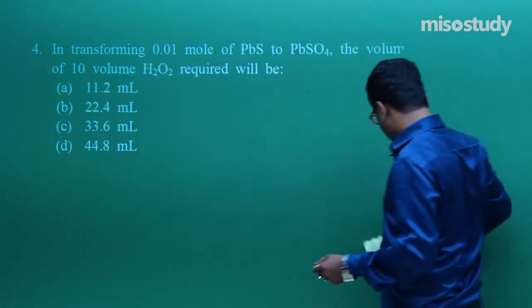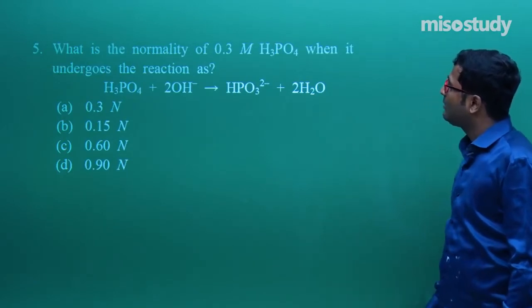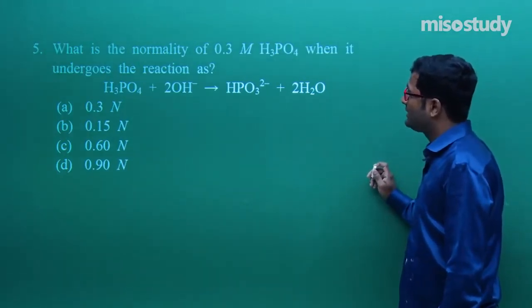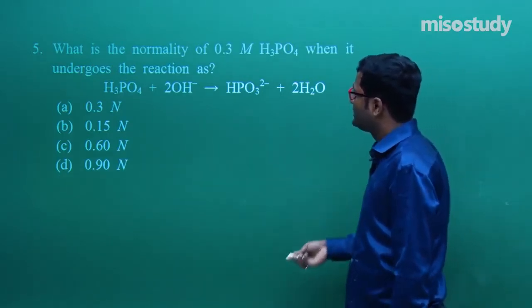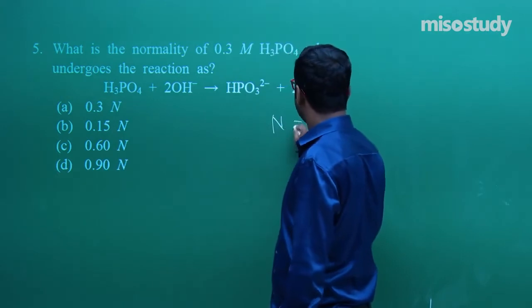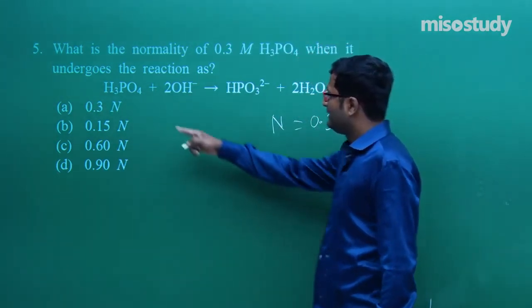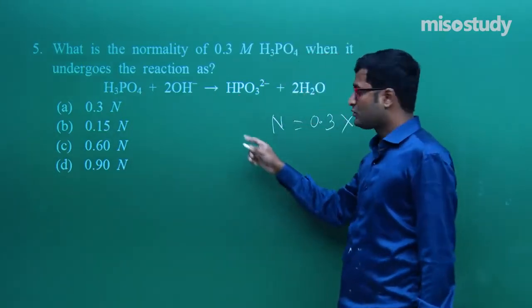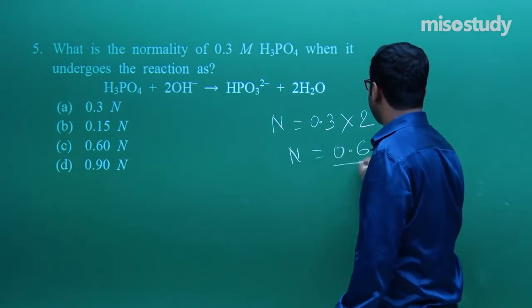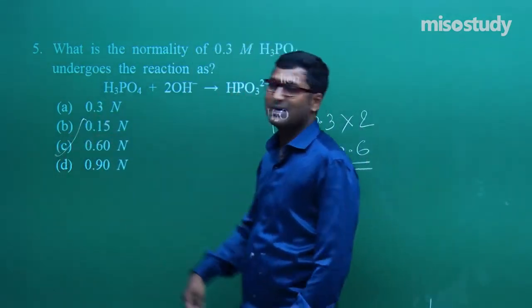Now let's move to the next section of the question. What is the next question? What is the normality of 0.3 molar H3PO4 when it undergoes the reaction? It's very simple. That is normality. Normality is equal to 0.3, and how much hydrogen is lost here? That is 2 hydrogen, HPO3. So multiply by 2. So N is equal to 0.6. This is very simple. So for this, C is the correct option.